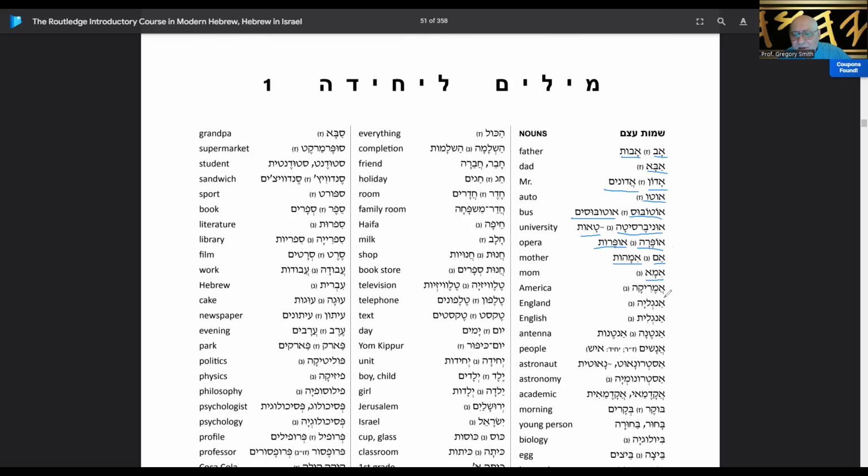Em and Imahot would be like mothers. Ima is mom. America, that's just a transliteration of the USA. Anglit, or this looks like Anglia. Anglia is England, look at that. And then English, as far as the language, is Anglit. Now here's a transliteration, antenna, which is antenot. Notice that in modern Hebrew, there's a lot of English words that they just write out in Hebrew letters, that's all. Okay, the word for people, anashim, notice that.